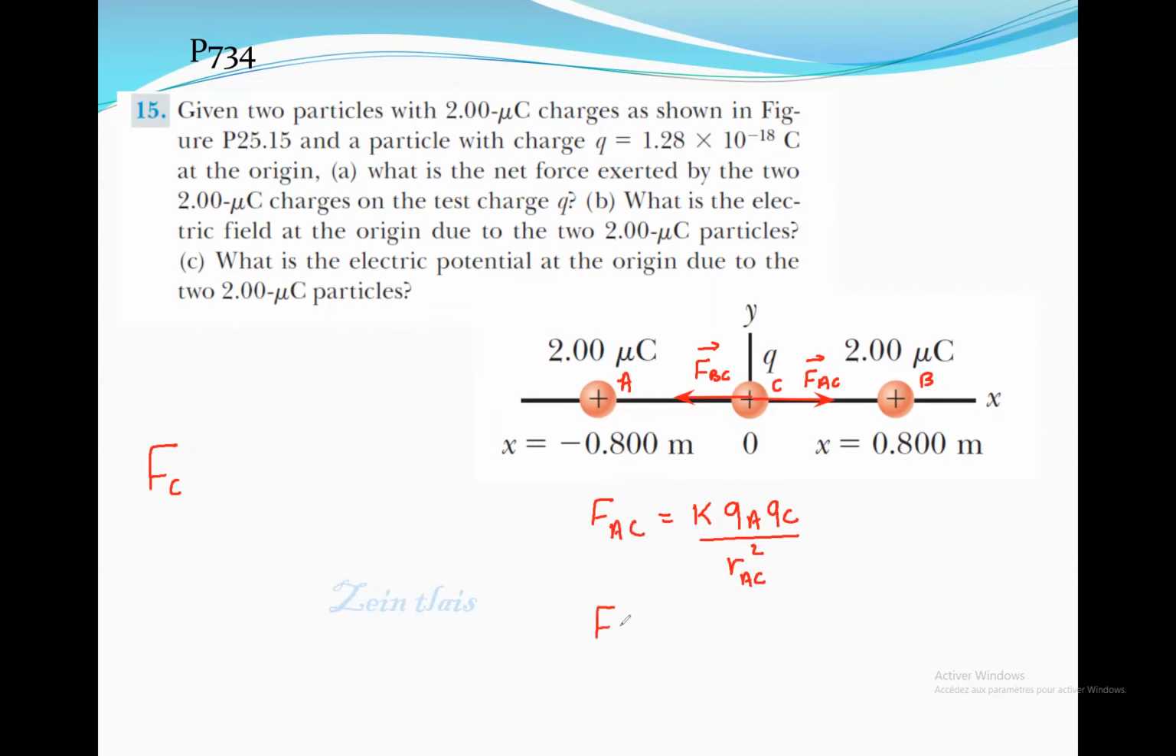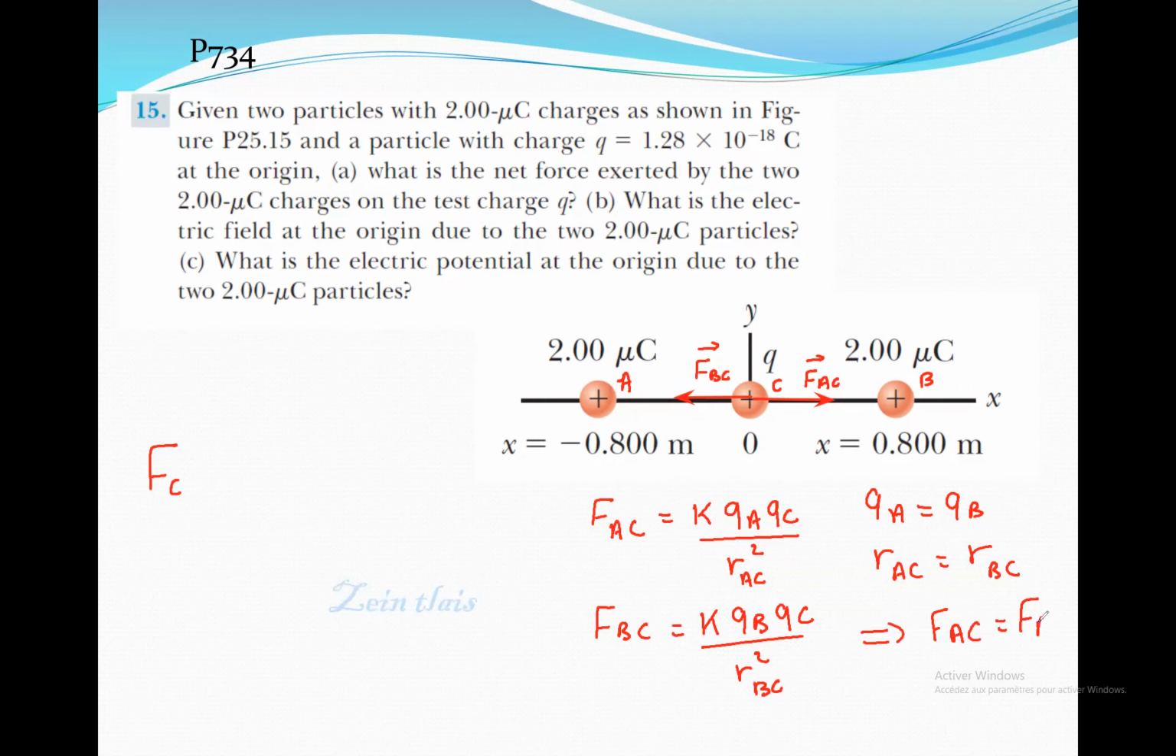And FBC equals K QB QC divided by the distance between B and C squared. QA equals QB and RAC equals RBC. So we can say FAC equals FBC. They are equal but in the opposite direction, so they will cancel each other.